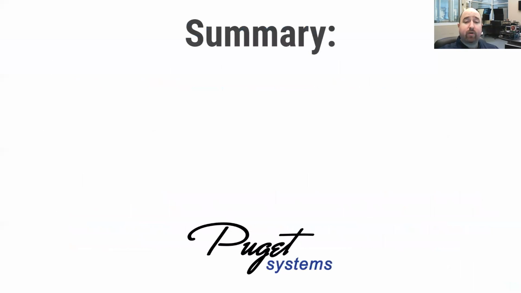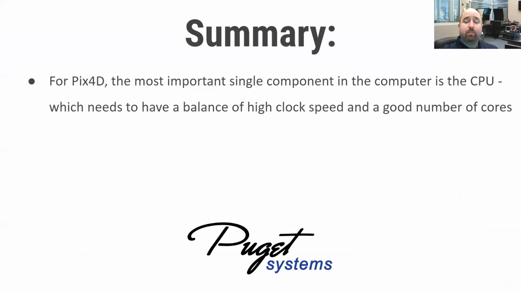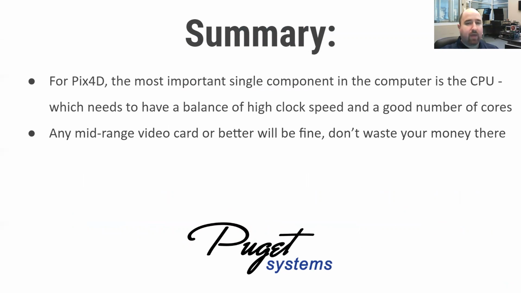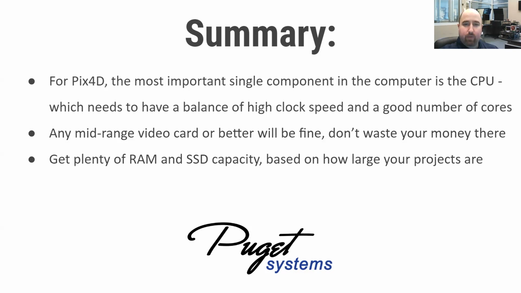So in summary, for Pix4D, the most important single component is the CPU. It needs to have a balance of high clock speed and a good number of cores. Any mid-range video card will be fine. Don't waste your money spending a ton there on a $5,000 video card or something like that. There's no need for Pix4D. Make sure you get plenty of RAM and SSD capacity. Again, base that on how large your projects are, how complex.